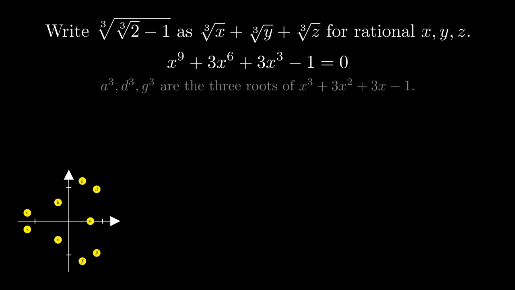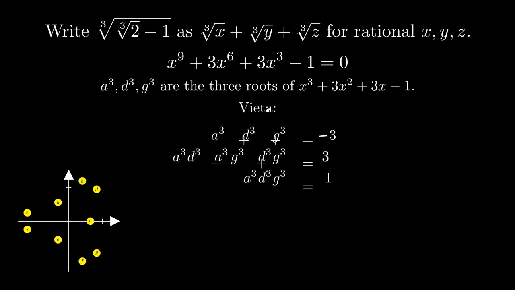Anyway, we notice that a cubed, d cubed, and g cubed are the roots of the polynomial when we collapse x cubed into x, namely x cubed plus 3x squared plus 3x minus 1 equals 0. And so Vieta's formulas give us three immediate redundancies between a, d, and g, namely these three.